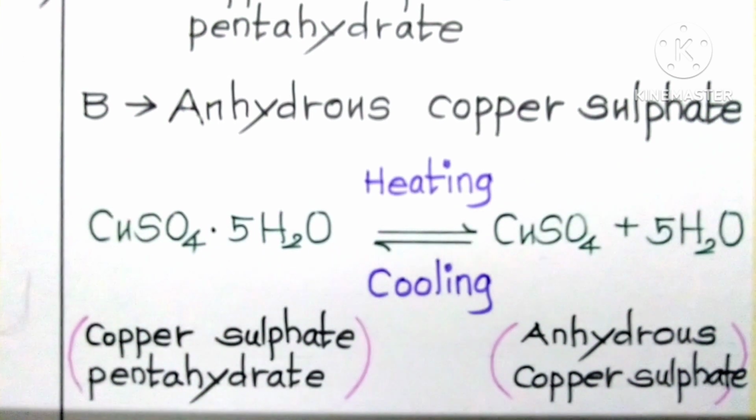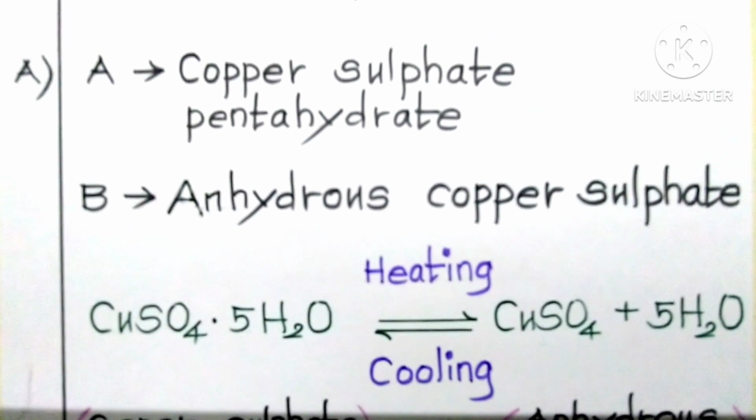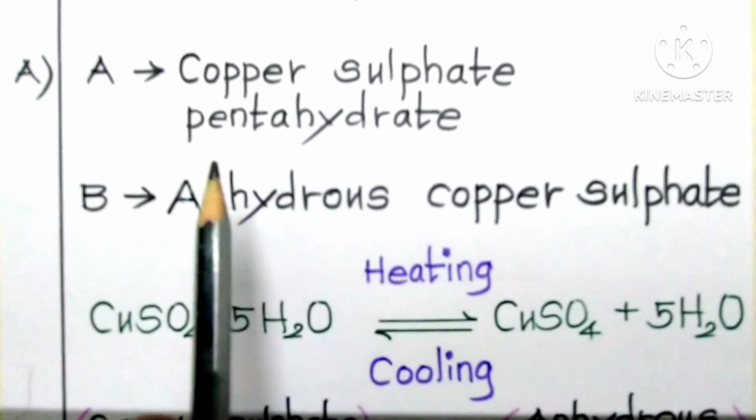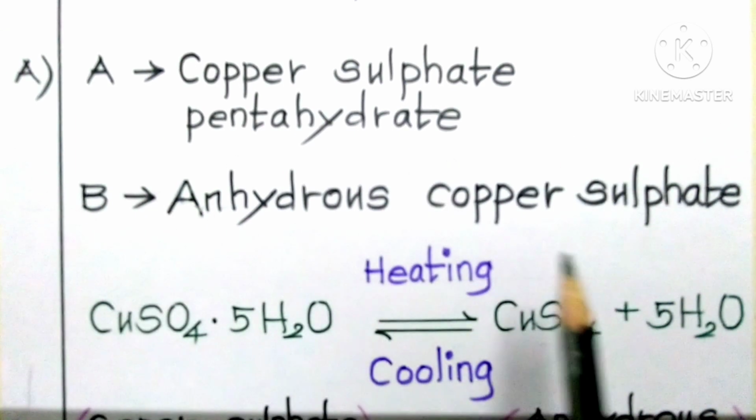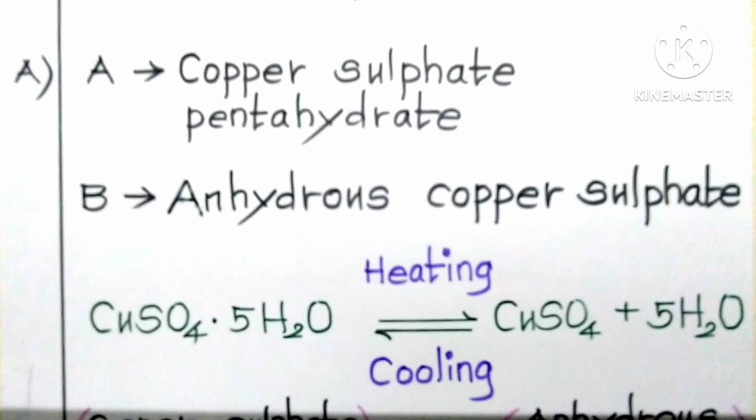In the next slide, with the diagram in the book, let us learn this concept clearly, but while answering this question, you can answer in this way. A is copper sulfate pentahydrate, B is anhydrous copper sulfate, and below that you can neatly write down this equation. That's all. This is more than enough. In the next slide, with the help of the diagram, let us explain this chemical reaction.